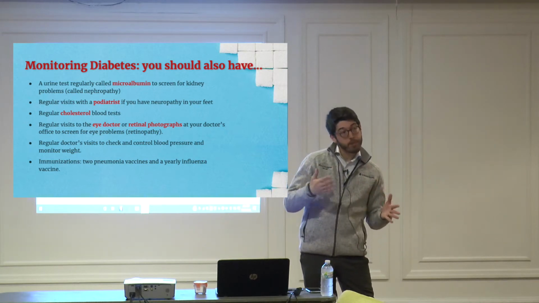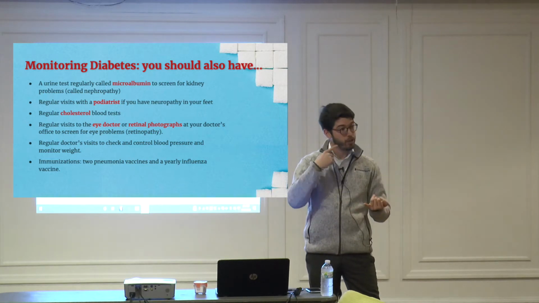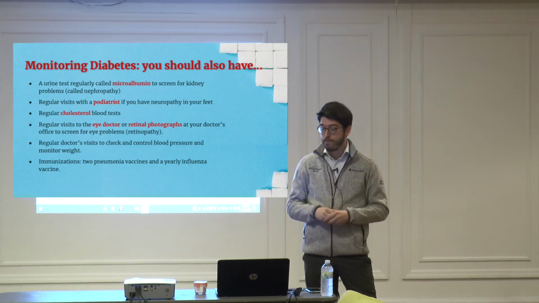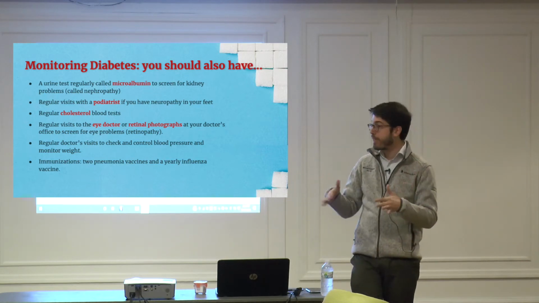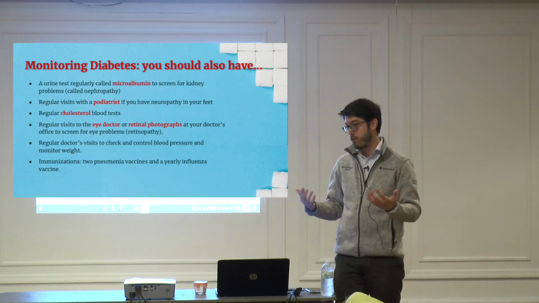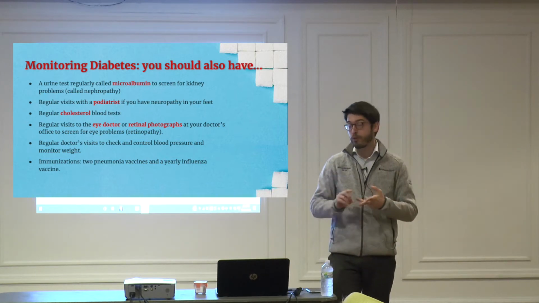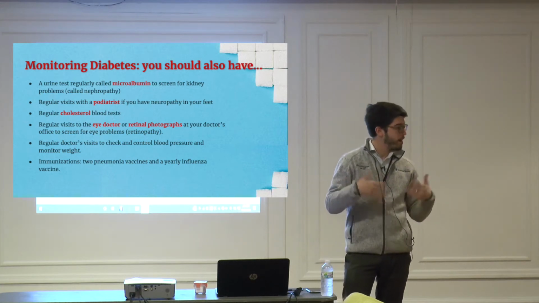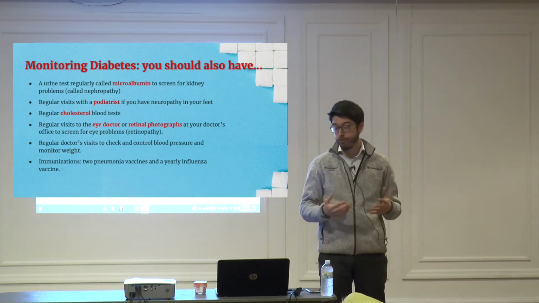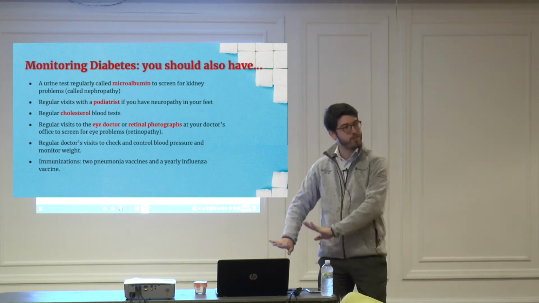If you do develop these problems, then you may end up needing to go see those doctors more regularly, either the eye doctor or the kidney doctor, the podiatrist. And then it's really important to just go to your regular doctor, your primary care doctor, to check up on your blood pressure, on your weight, on smoking, other things that may optimize or make your diabetes improve. Finally, we like to give a plug for immunizations in here.